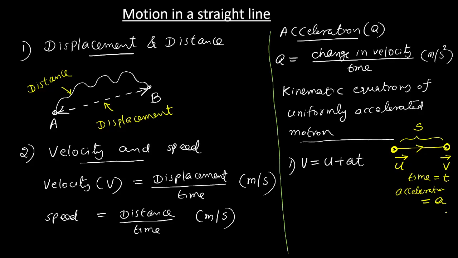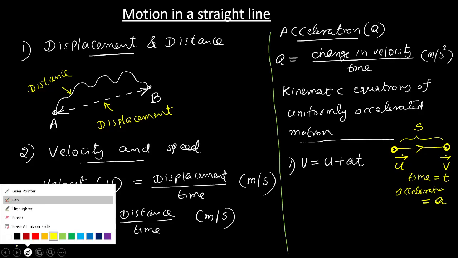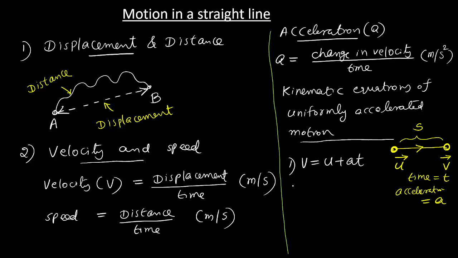Clear? So I am talking about motion along a straight line. Initial velocity u, final velocity v, the time taken is t, the displacement is s, acceleration is a. So the first formula is v equal to u plus at, the final velocity. The second formula is s equal to ut plus half at square. S is the displacement. The third one is v square equal to u square plus 2as. Okay, clear.